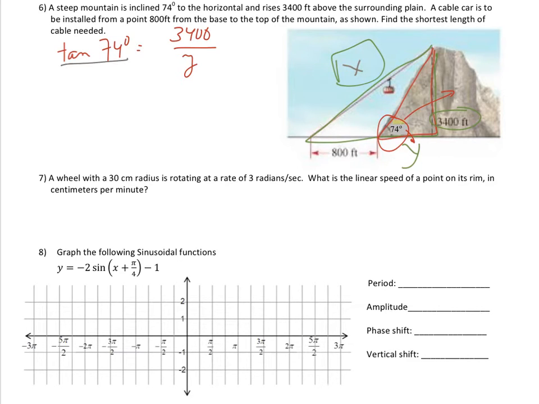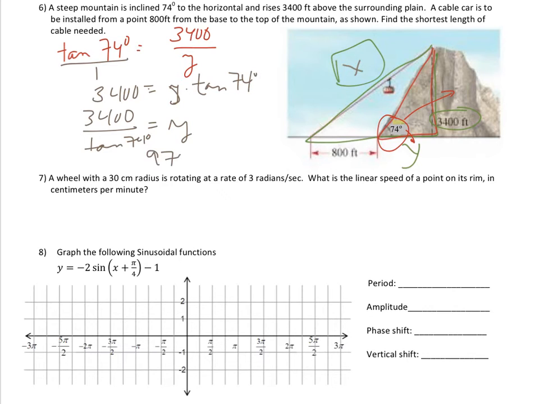Now for this one, to make it easier to solve, you can write it over 1. And then we'll do a cross multiply situation. 3400 equals y times tan of 74. So my y will be 3400 over tan of 74 degrees. And then I hit the calculator, 3400 divided by tan 74. That tells me y is 974.93. So this length is now the distance here.